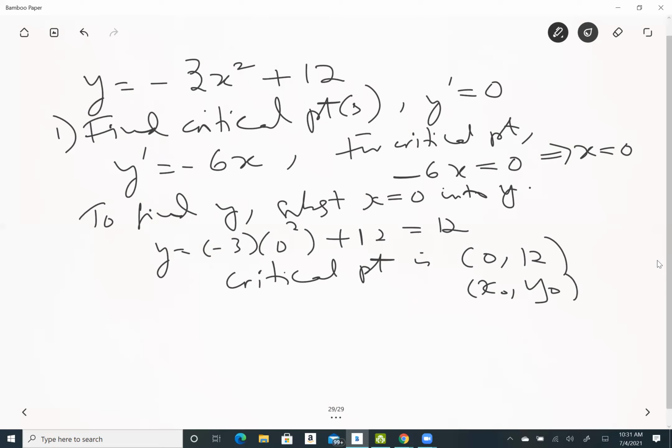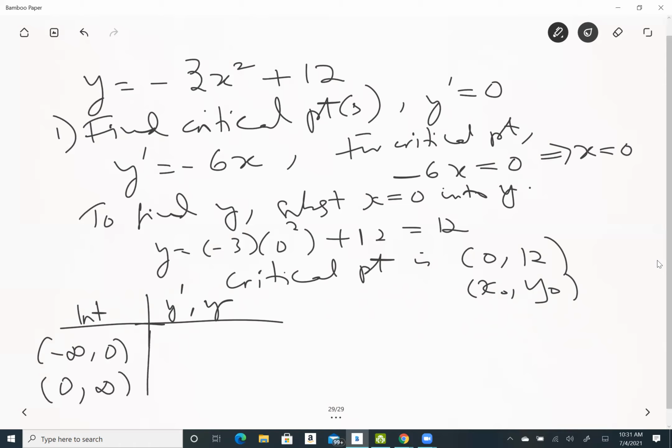So there are two intervals. One is to the left, and then here you get y prime and y. So the first interval is negative infinity to 0. The second interval is 0 to infinity. Again here, you test the point x equal to 1. Now when x equal to 1, what is y prime? y prime is negative 3 times 1 squared. I'm sorry, negative 6 times 1.